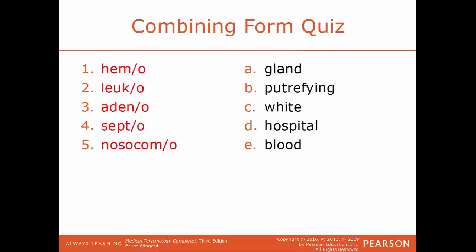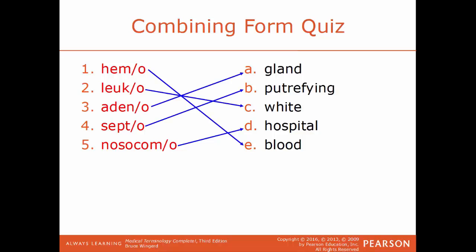Alright, we will end this chapter with our normal combining form quiz. Terms on the left. Hemo, leuco, adeno, septo, nicosimo. They'll match up either with gland, putrefying, white, hospital, or blood. So hemo, we'll go with blood. Leuco goes with white. Adeno goes with gland. Septo goes with putrefying. And nicosimo goes with hospital.